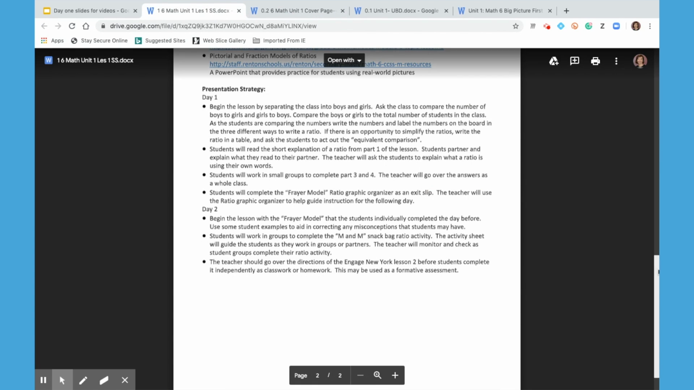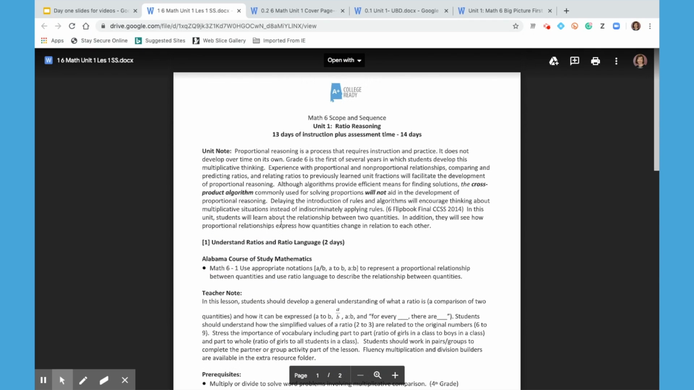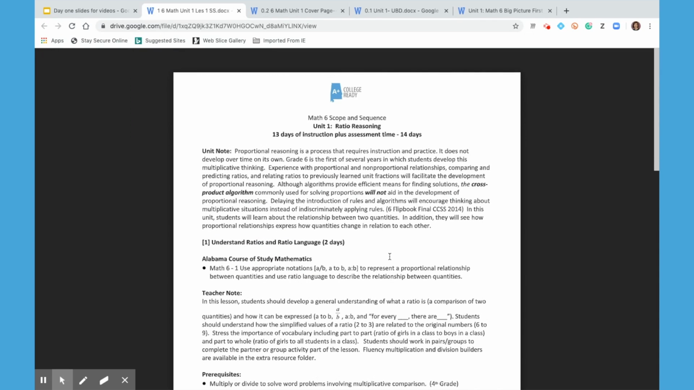Now, moving on to the scope and sequence. Every unit starts with a unit note. This is research-based material that will talk about the entire unit. In this particular unit, I'm only going to read a short part of it, and then you'll be able to read the rest of it on your own.